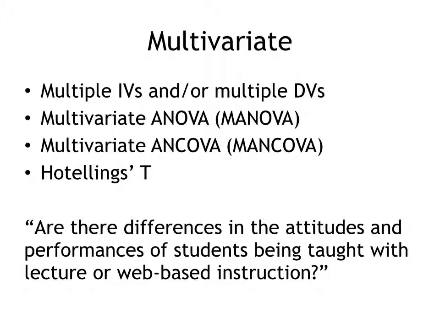Here's an example of a multivariate kind of question. Are there differences in the attitudes and performances, two dependent variables there, of students being taught with lecture, there's one independent variable, or web-based instruction? And you could see that there could be multiple levels in each of those variables.